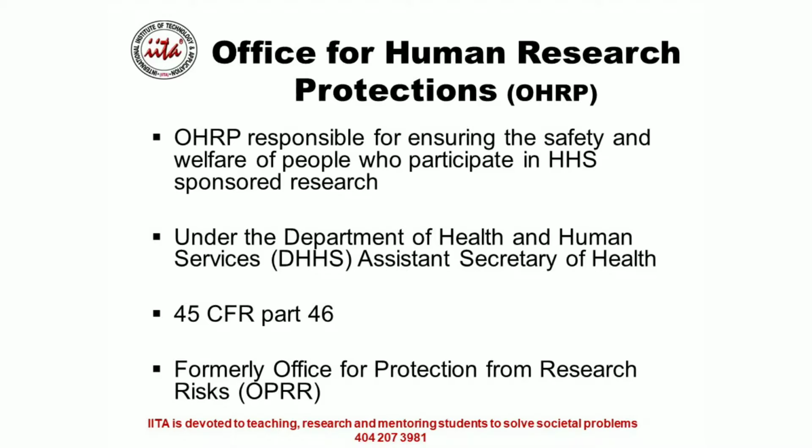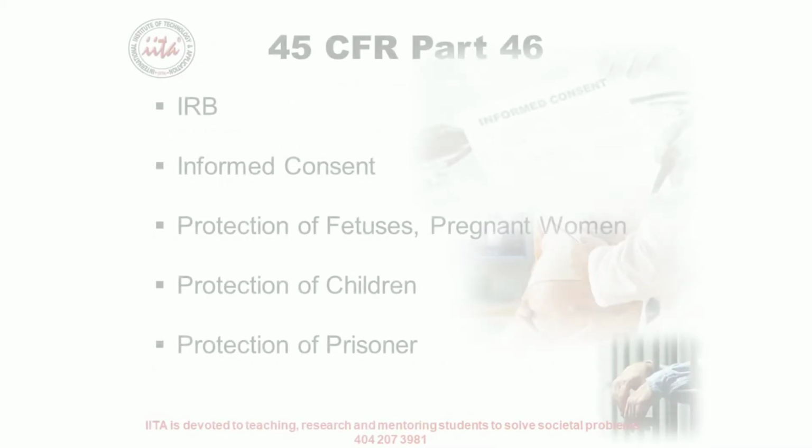Office for Human Research Protections, also known as OHRP. OHRP is responsible for ensuring the safety and welfare of people who participate in HHS-sponsored research. It's under the Department of Health and Human Services, Assistant Secretary of Health. 45 CFR Part 46, and formerly known as the Office for Protection from Research Risks.